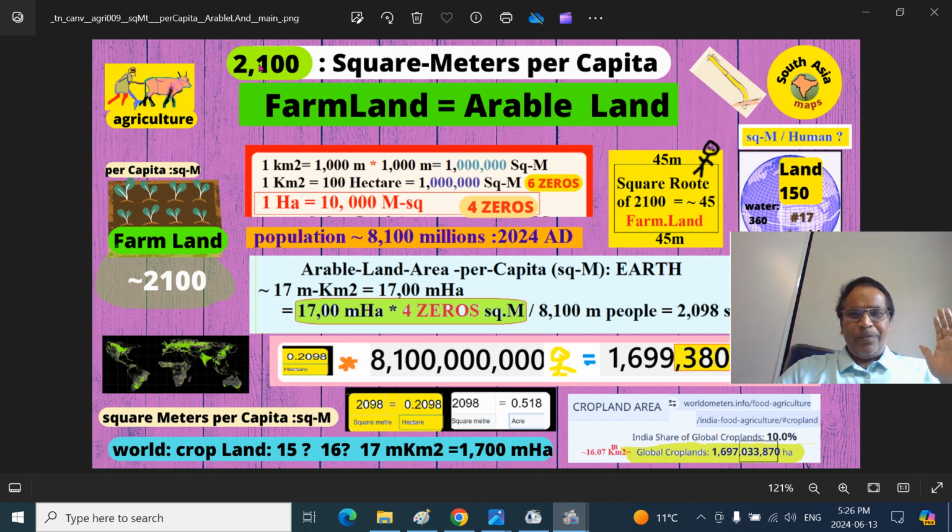How many square meters per capita of farmland, that is the arable land, that is the agriculture land, is available today for human beings? That is around 2000 or 2100 square meters per capita of farmland, arable land, agriculture land available for human beings today.